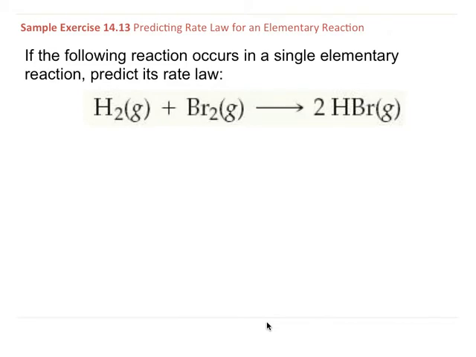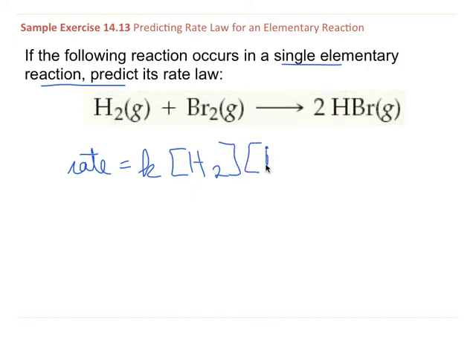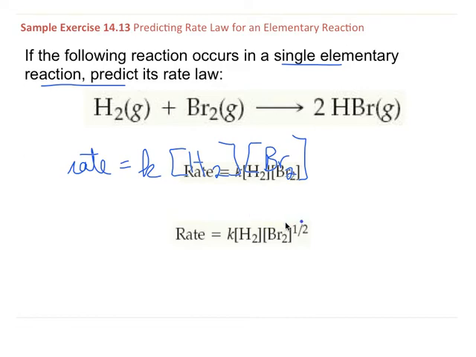So, the following reaction occurs in a single elementary reaction. Predict its rate law. Remember, I'm told here that it is a single elementary reaction. So I would predict that the rate law is k times the concentration of H2 times the concentration of Br2. I think this is actually what the rate law is, which tells me that this is perhaps not a single elementary reaction.